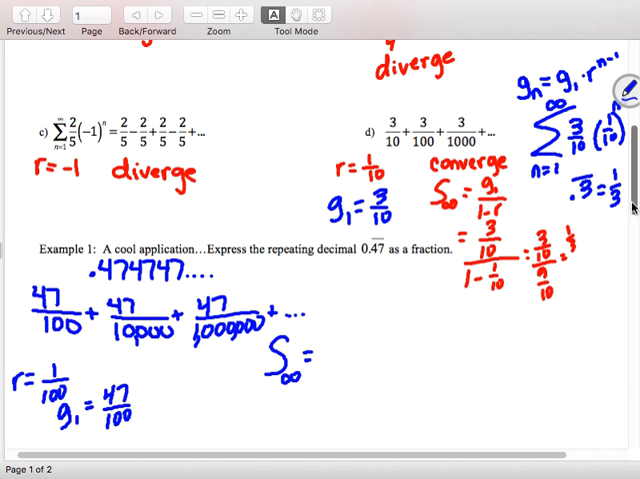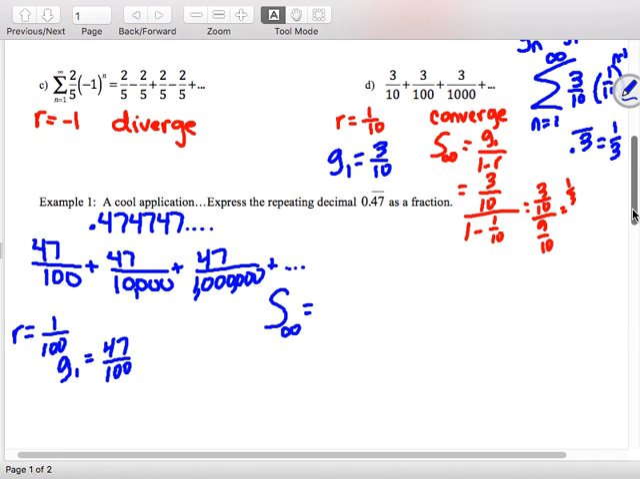So watch this. This is really, really interesting. If I use G sub 1 is 47 over 100, 1 minus R, that's 1 minus 1 over 100.